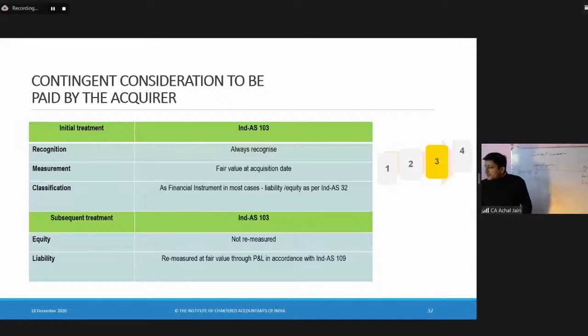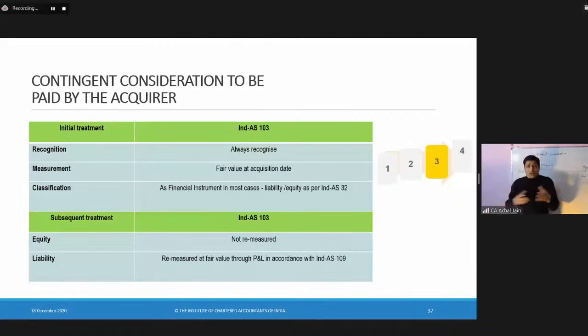So we are just about to wind up the session. Don't worry, you may be thinking, sir, when will this session end? We want to just wrap it up. Don't worry, we are coming to an end. Now you can see that the principles, the guidance of Ind AS 109, Ind AS 32 is becoming applicable over here.